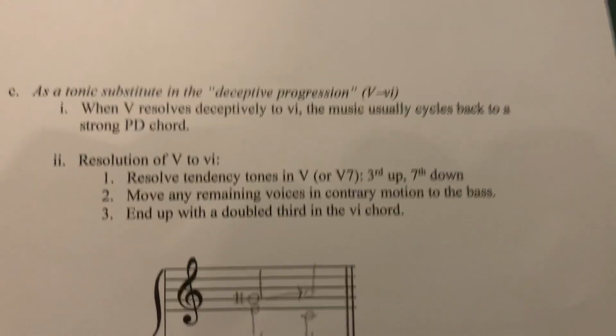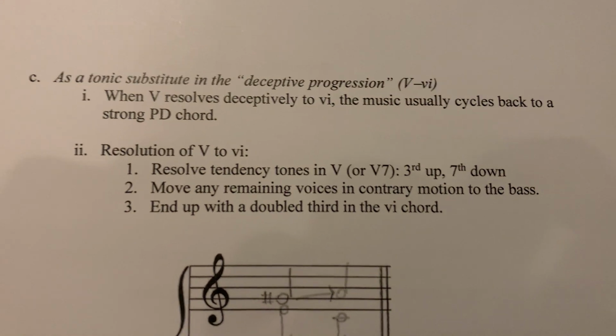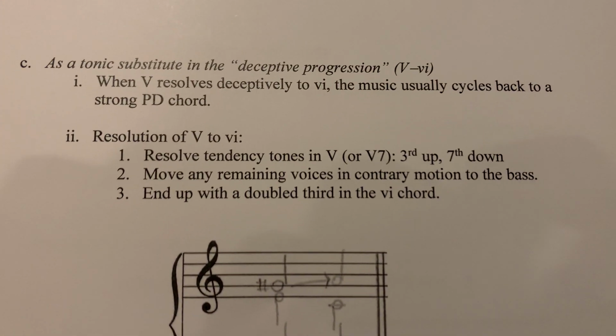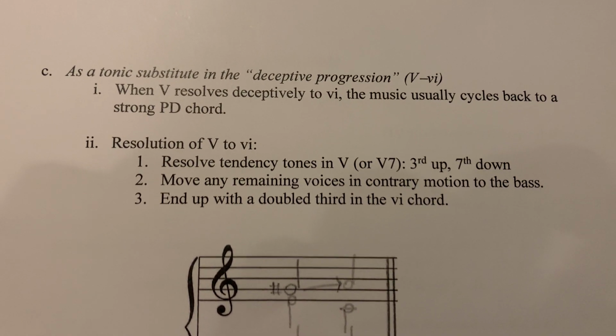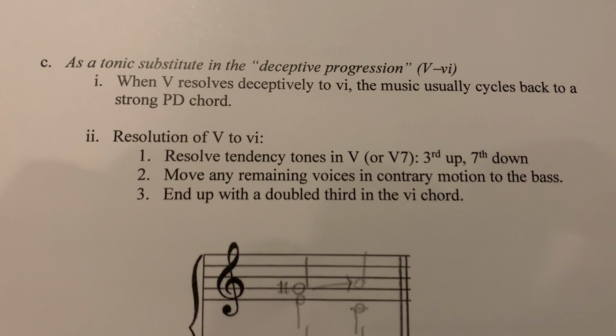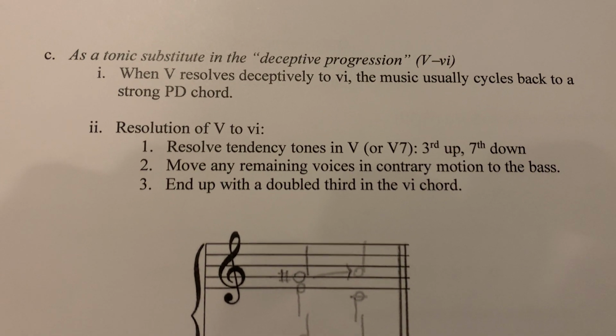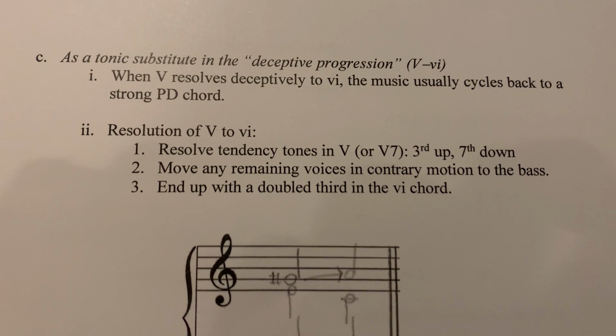Now on to maybe the most famous use of the 6th chord. This is going to be the third and final one we're going to talk about, to use it as a tonic substitute in what we call the deceptive progression. So 5 going to 6 is one example of what we call a deceptive progression. So instead of 5 going to 1, the bass moves up by step.